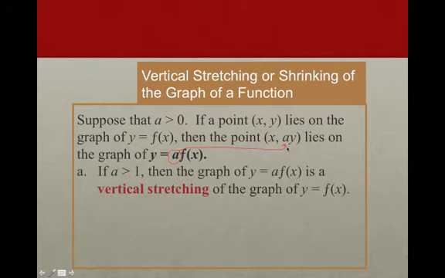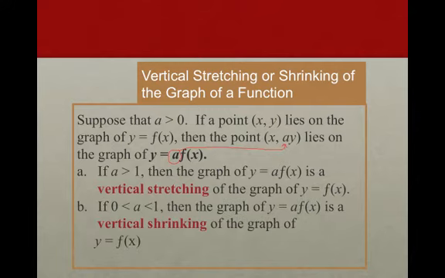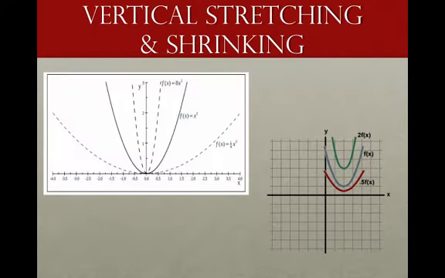If a is greater than 1, then our y's are getting bigger faster, and so it's a vertical stretch. Our function is increasing faster or decreasing faster. If a is between 0 and 1, so it's a fraction between 0 and 1, then it's a vertical shrinking. What it really looks like is our graph kind of opens up. We'll see that with an example here.